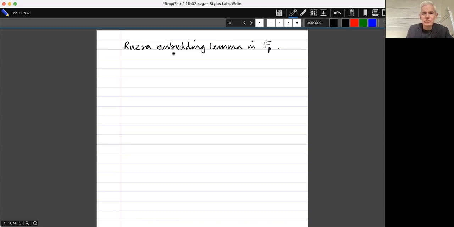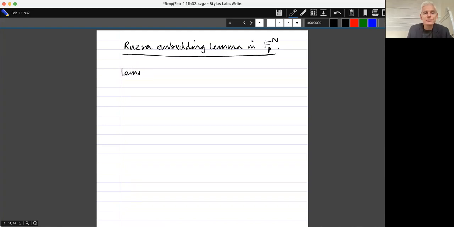So this is the case of F_p^N, let's say. Now, what is a Ruzsa embedding lemma? The idea is that you take a set that has a small sumset, and so our hypothesis is going to be that, well, let me write it out in full. I don't think there's much point in giving an informal explanation for this one, in fact.